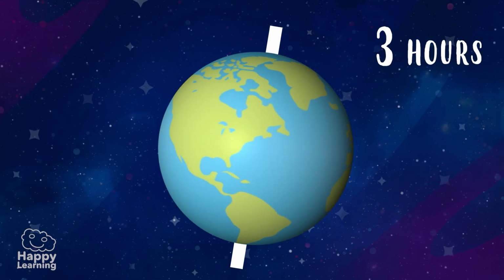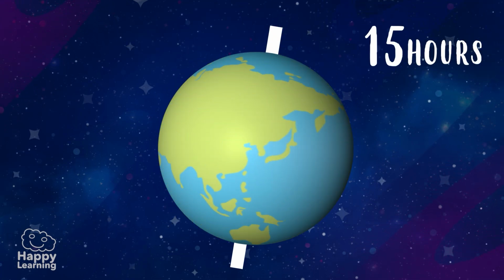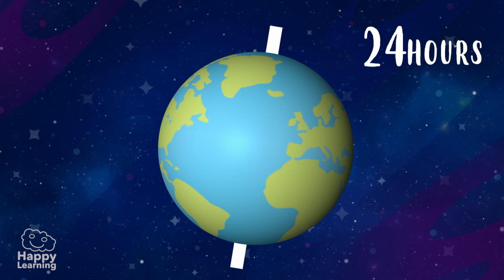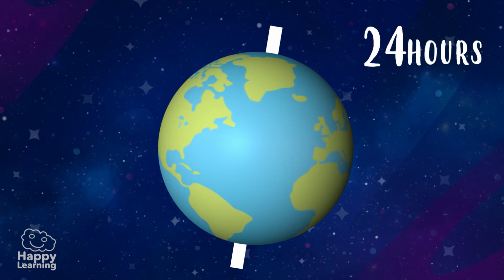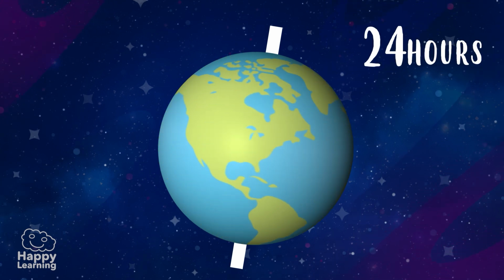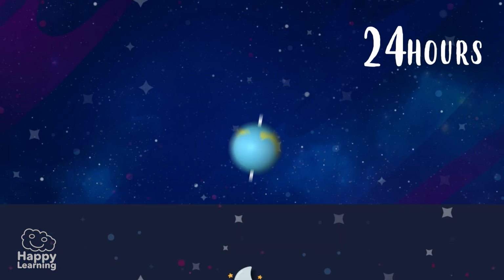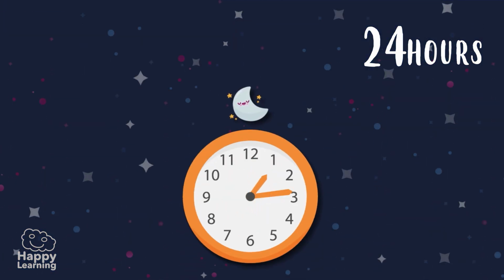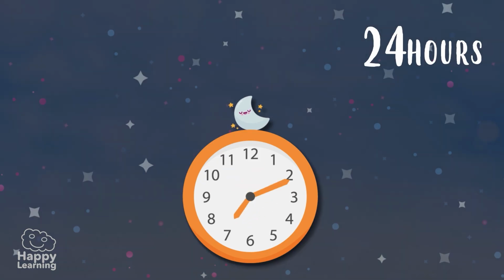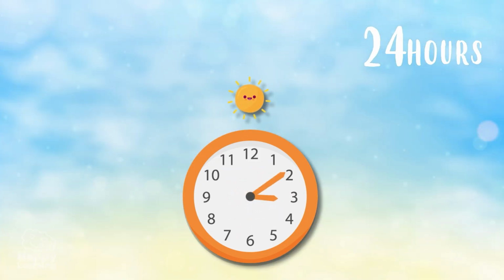Do you know how long it takes the Earth to do one rotation? Exactly. It takes approximately 24 hours. It takes 1 day, because you all know that 1 day lasts 24 hours.